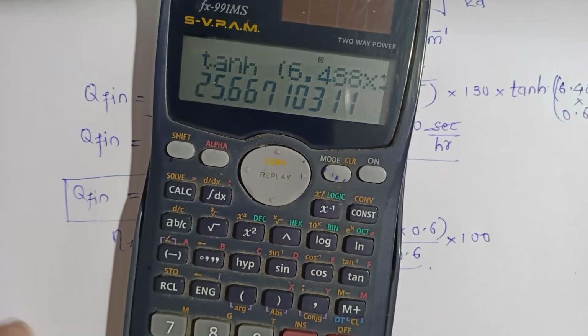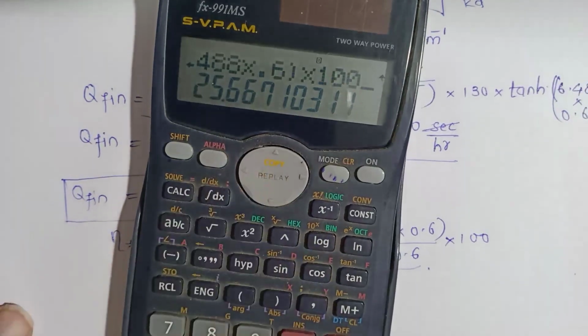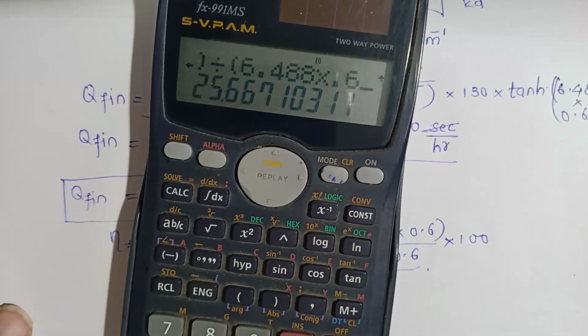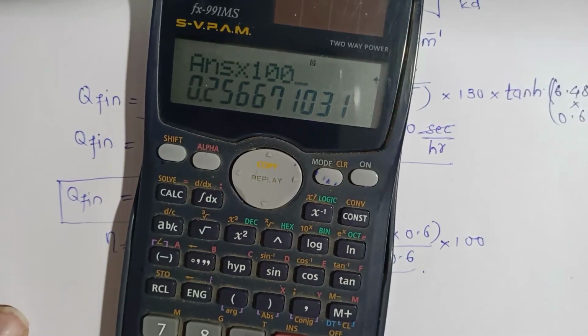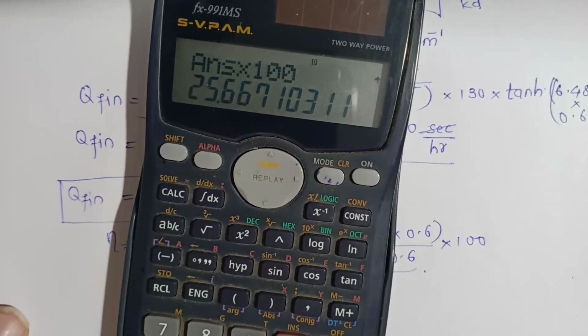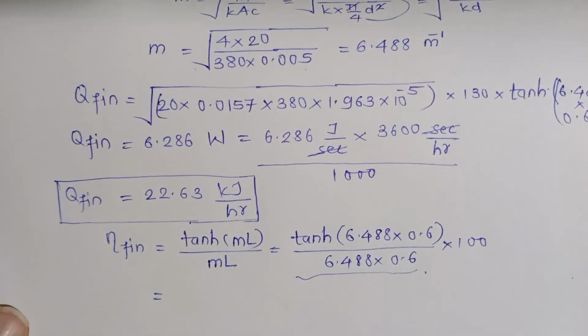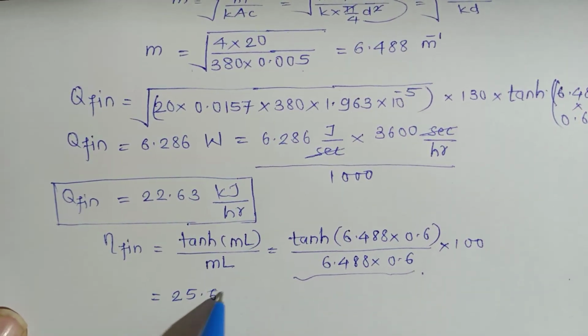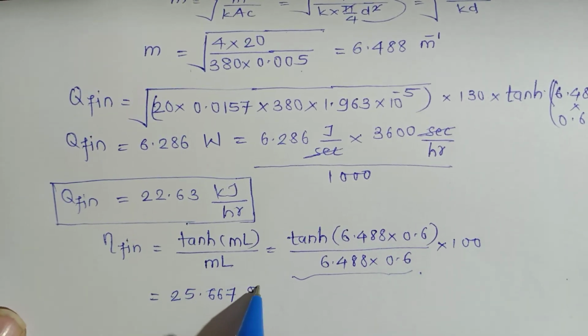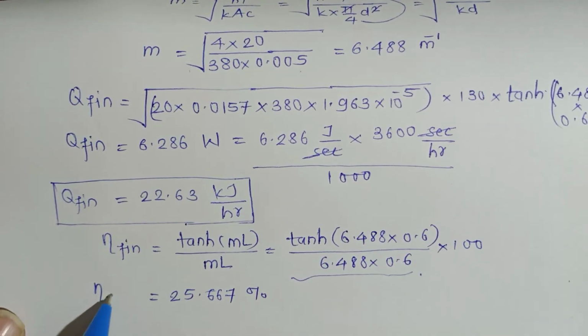So what you get is 25.66. If you do not multiply it by 100, in that case it will give you 0.2566, multiplied by 100, you get 25.667. So that's the efficiency of the fin, 25.667%. That's the efficiency of the fin.